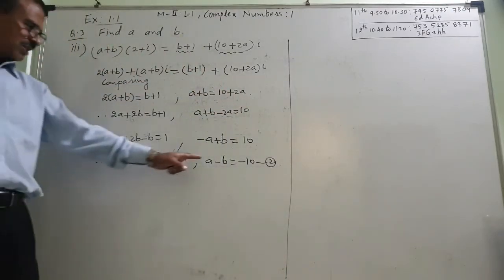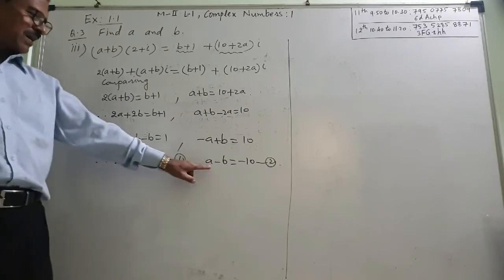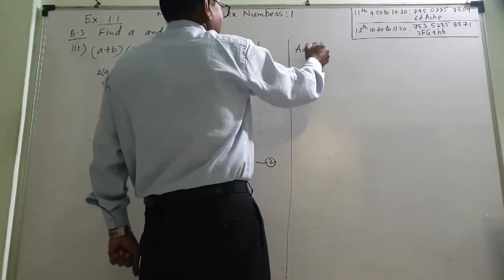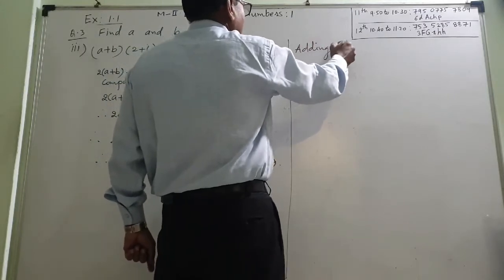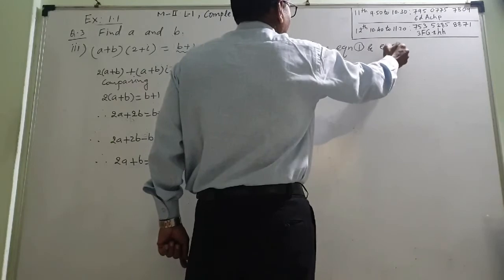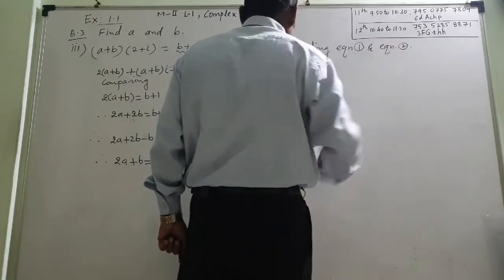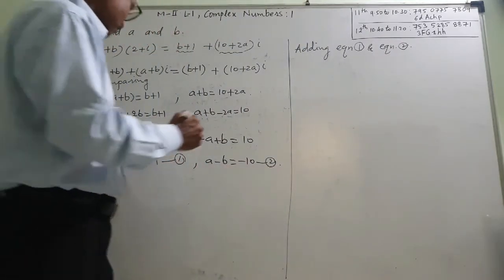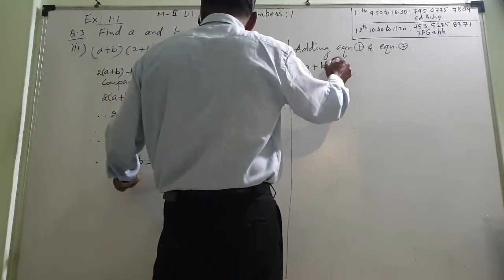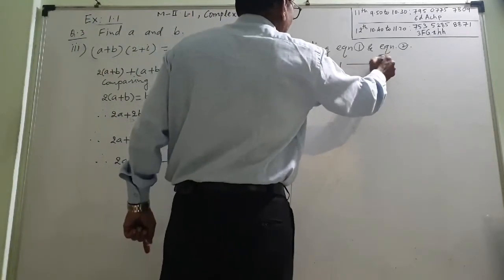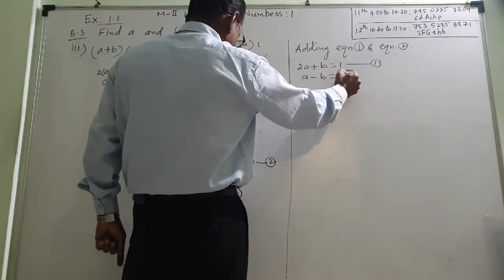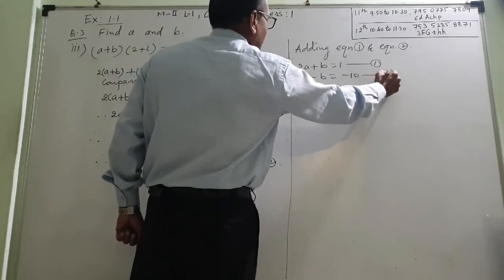Now I have to solve these two equations. This is plus b, this is minus b. Adding equation 1 and equation 2. That you have studied in standard 10. Therefore, 2a plus b is equal to 1. This is equation number 1. This is a minus b is equal to minus 10. This is equation number 2.